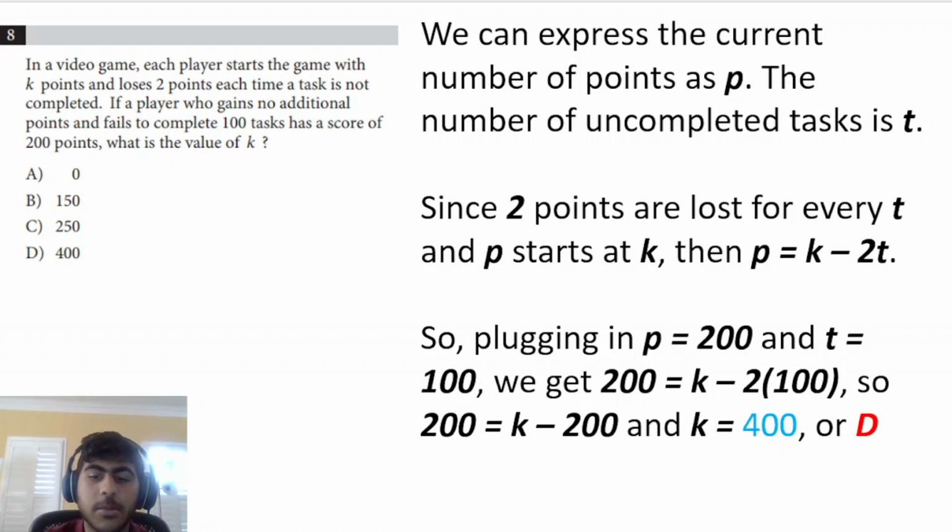Now we just plug in the numbers. We're told that the current number of points is 200 when T is 100. So we get 200 equals K minus 2 times 100, or 200 equals K minus 200. That means that K, the number of points we start out with, is 400 points. So we started out with 400 points, which is answer choice D. Let's move on.